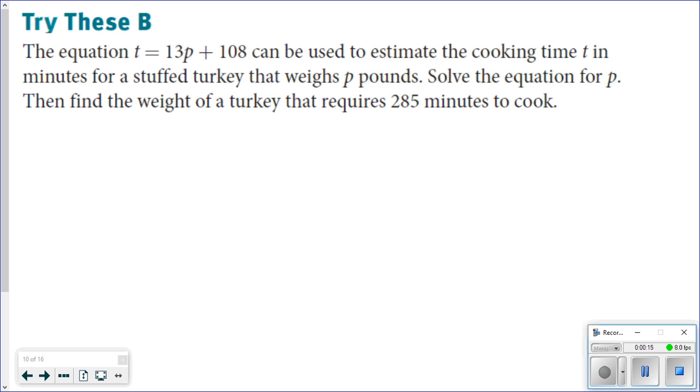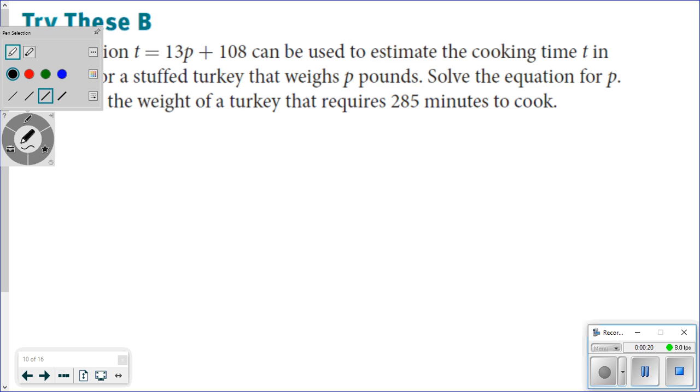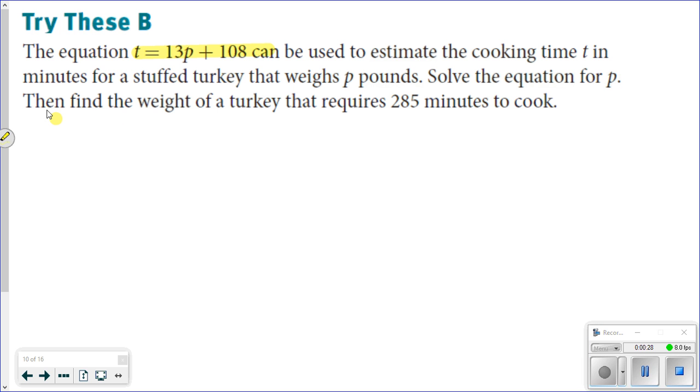We have an equation here. T equals 13P plus 108. This equation can be used to estimate the cooking time T in minutes. So this tells us that T stands for time, and we're using minutes, so not hours or seconds, etc. For a stuffed turkey that weighs P pounds, so P stands for pounds. We are going to solve this equation for P.